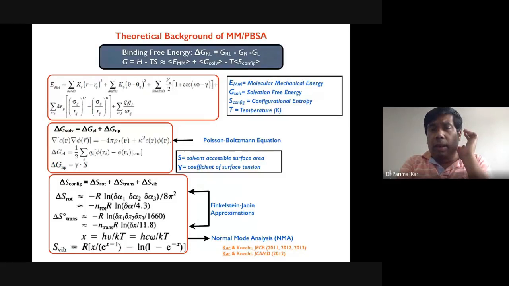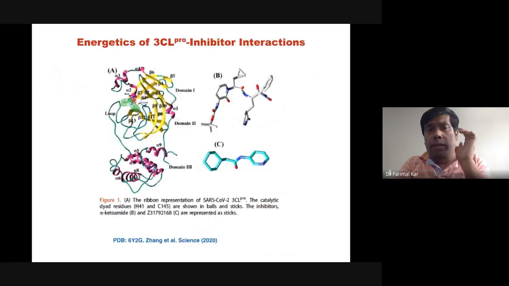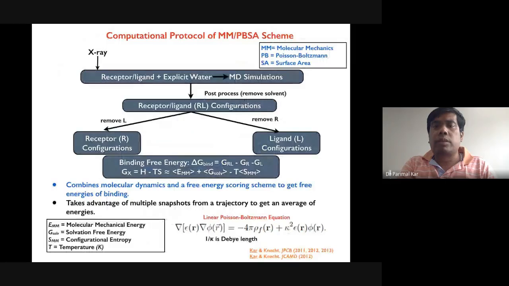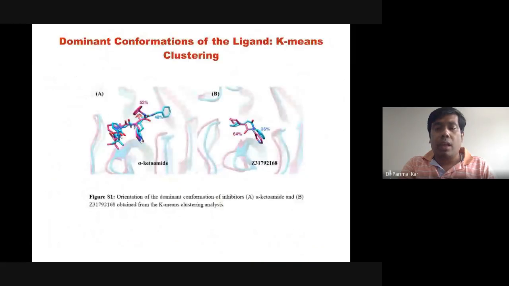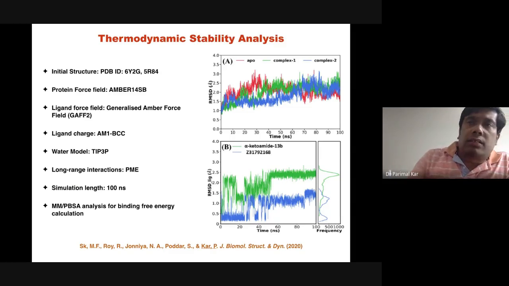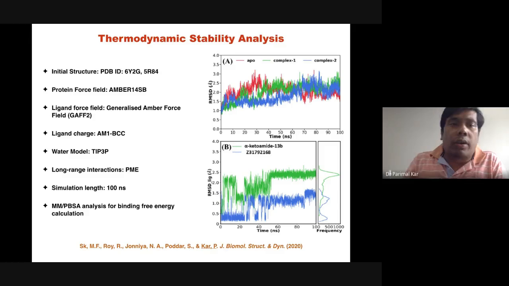So the first system I said I'll show you. This is our first example using this approach, how we can study these things. We get the complex structures from the Protein Data Bank. The PDB IDs are 6Y2G and 5R84. And the protein, we model it using the AMBER 14 Stony Brook force field.